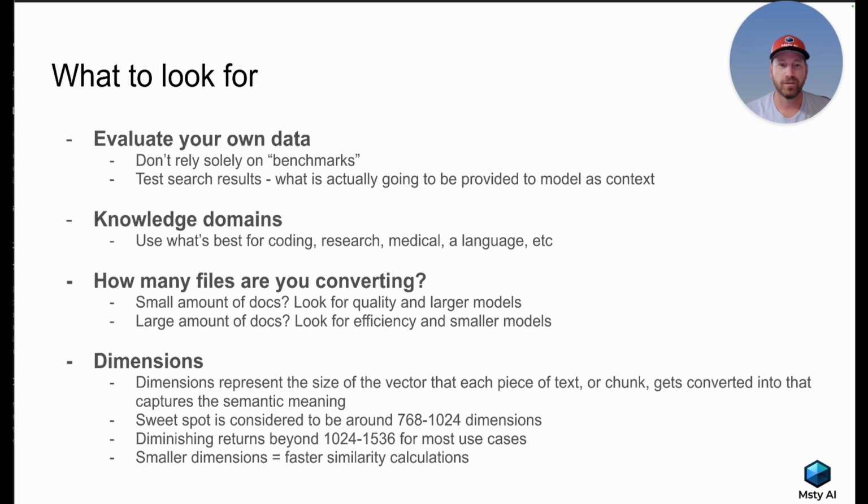Another thing that you might want to consider is exactly how many files you're converting. Potentially a little counterintuitive, but if you have a large amount of docs, you're probably going to be more interested in efficiency over quality. Meaning you want a model that's able to go through all these documents, which might be a smaller model that's going to be a little more performant when vectorizing a vast sum of information. Whereas for small amounts of docs, just focus on the quality, and a larger model might be able to do that better for you. But again, evaluate these.